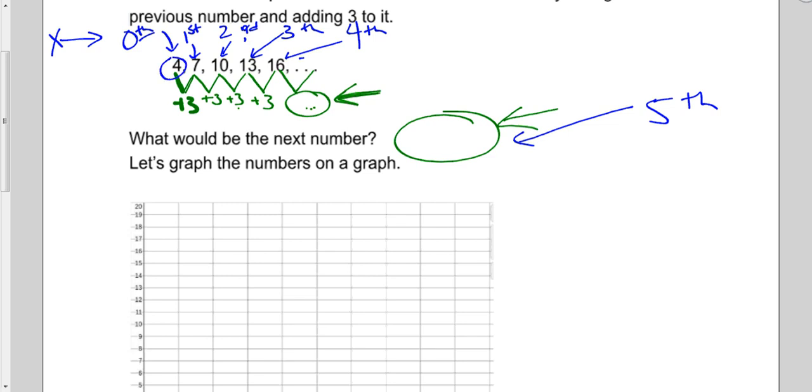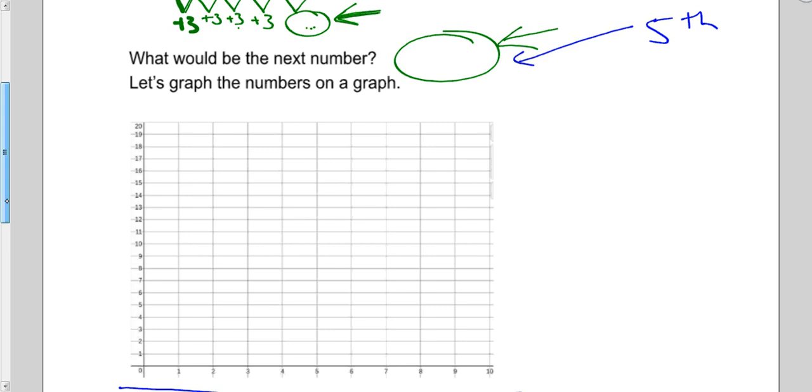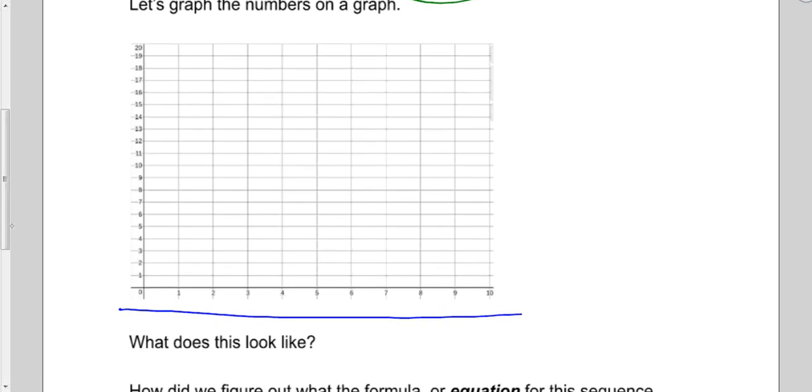So I am going to graph the point 0, 4. So I go to the 0 spot on my x-axis and I go up to 4. And here's where I put my dot. And I'm going to put a green dot there. I'm going to make that green. So 0, 4 right there.